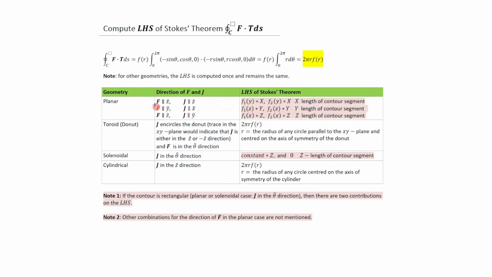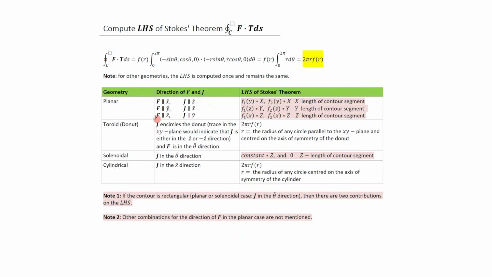And so this would be the case if you have F parallel to x hat and the current flux density parallel to z hat. You could also have this combination, F parallel to y hat, J parallel to x hat. In this case, the scalar function is a function of z, and the contour segment's length would be y, and on the other side would be F2 of z, again the same contour segment. So 2 sides basically have to be determined.